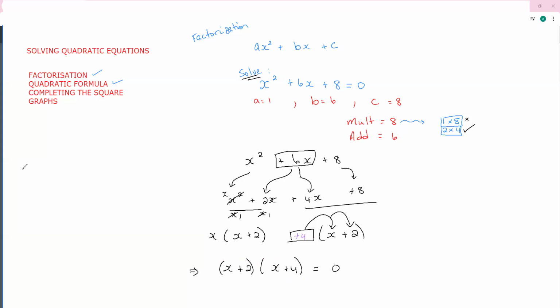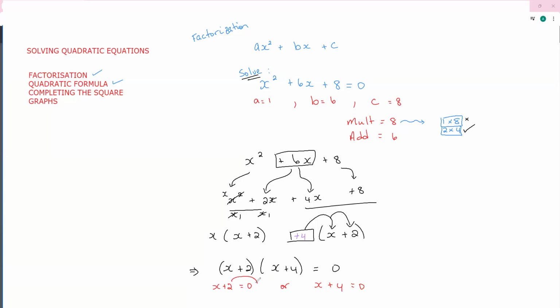In a quadratic, you always have two solutions for x, right? So we end up with two answers for x. So when we get to this point, each of the brackets, you put it equal to 0. So we say x plus 2 equals 0, or x plus 4 is equal to 0. So you work both of that.